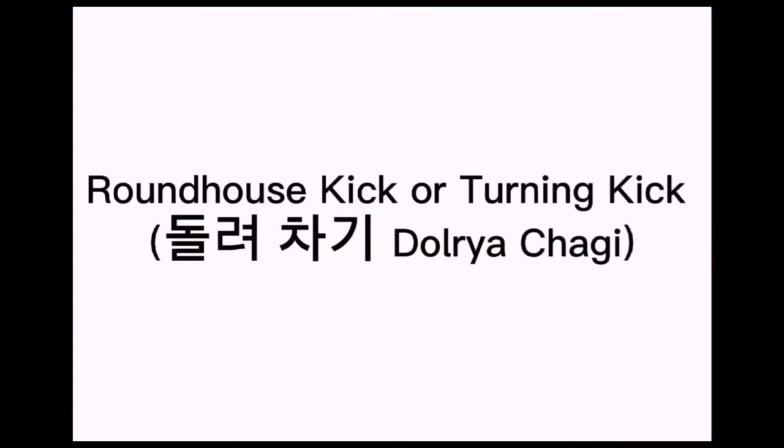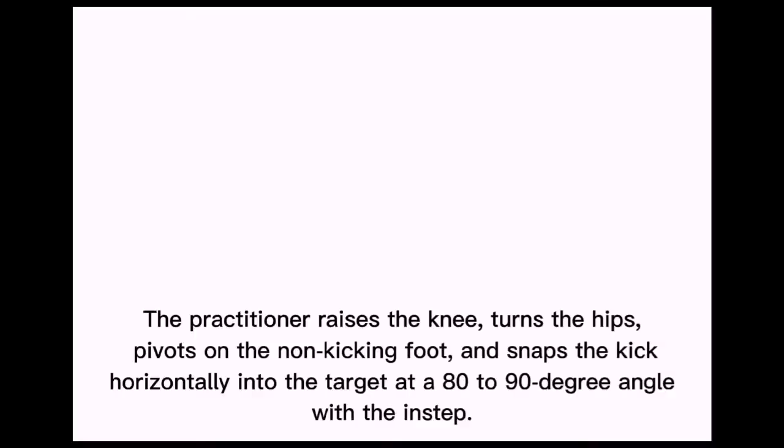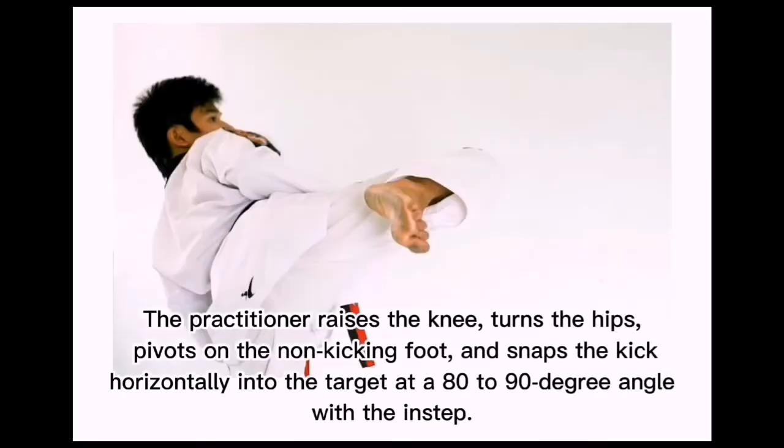Roundhouse kick, or turning kick, or dollyo chagi. The practitioner raises the knee, turns the hips, pivots on the non-kicking foot, and snaps the kick horizontally into the target at an 80 to 90 degree angle with the instep.